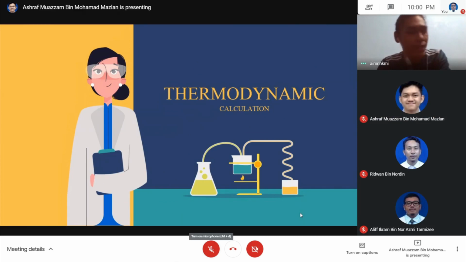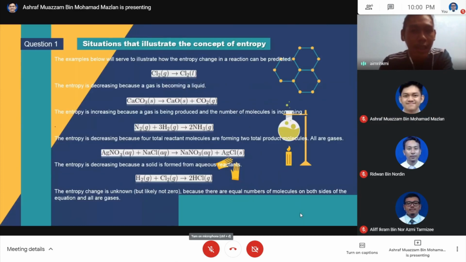I will continue with the calculation. Question one is a situation that illustrates the concept of entropy. The example below will illustrate how the entropy change in a reaction can be predicted. The first chemical reaction is Cl2 gas becoming Cl2 liquid. The entropy is decreasing because gas is becoming a liquid.